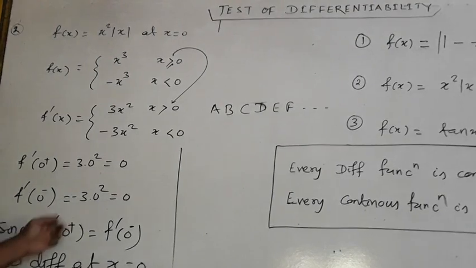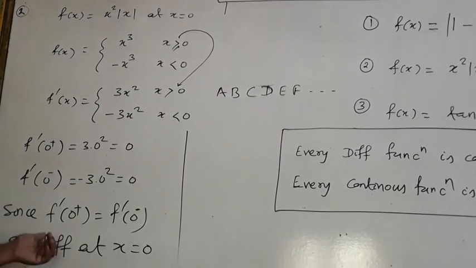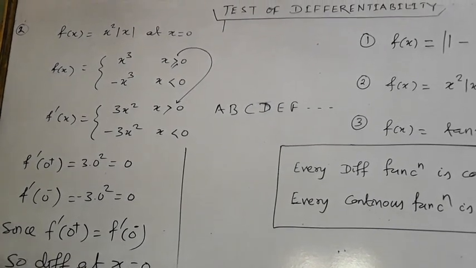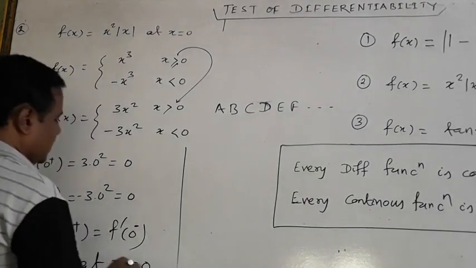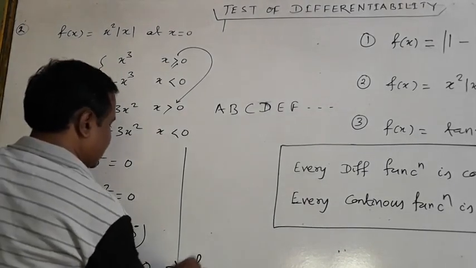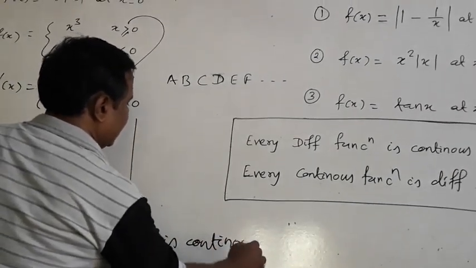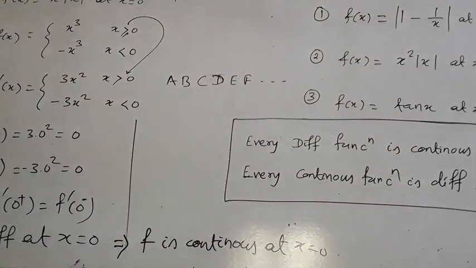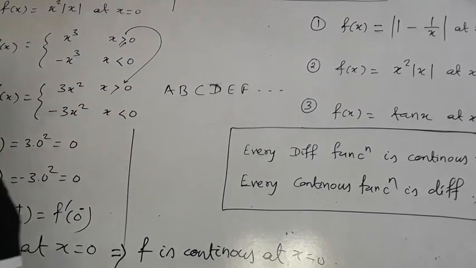Now, since f dash 0 plus is equal to f dash 0 minus, the function is differentiable at x is equal to 0. Since every differentiable function is continuous, this implies f is continuous at x is equal to 0. Since it is differentiable, so it is continuous. There is no necessity to check the continuity of that function.